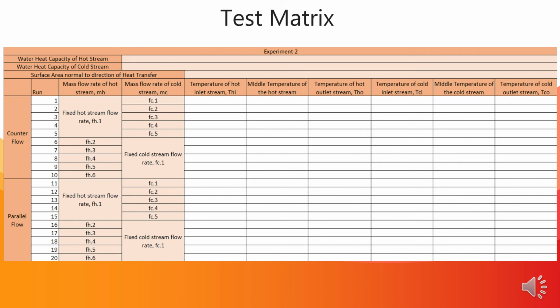The dependent variables are the temperature of the hot inlet stream, the middle temperature of the hot stream, the temperature of the hot outlet stream, the temperature of the cold inlet stream, the middle temperature of the cold stream, and the temperature of the cold outlet stream.